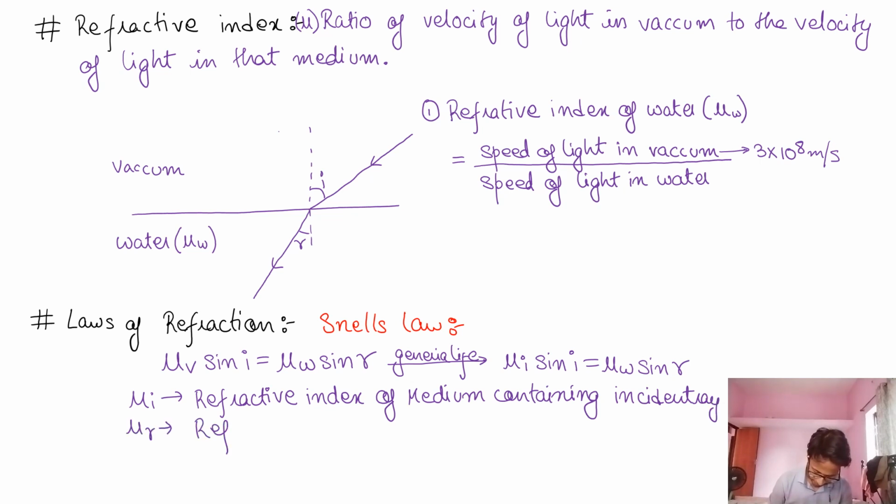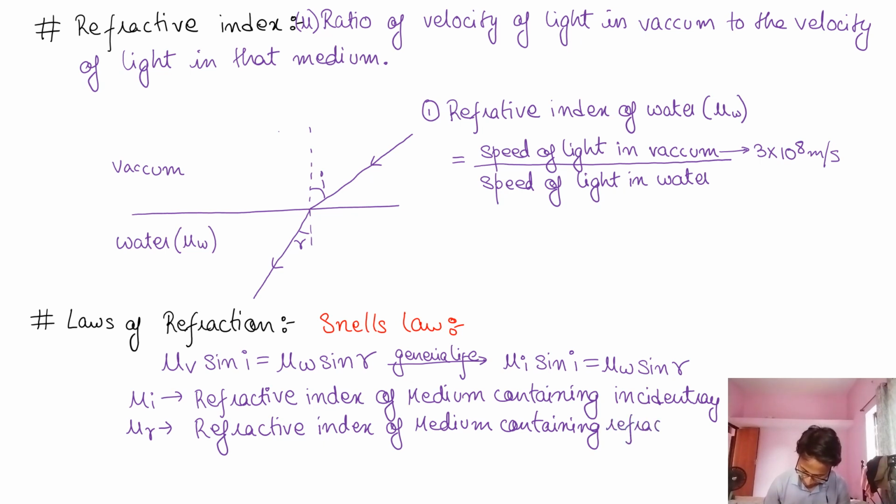What is mu r? Refractive index of medium containing refracted ray. What is i? Angle of incidence. What is r? Angle of refraction. Sin i is sine of angle of incidence and sin r is sine of angle of refraction. Okay, this is our Snell's law.